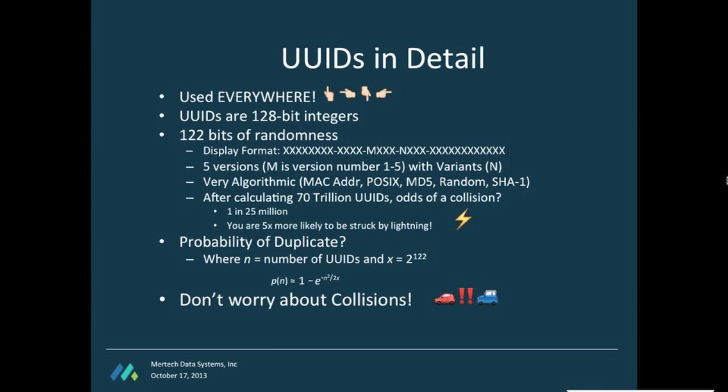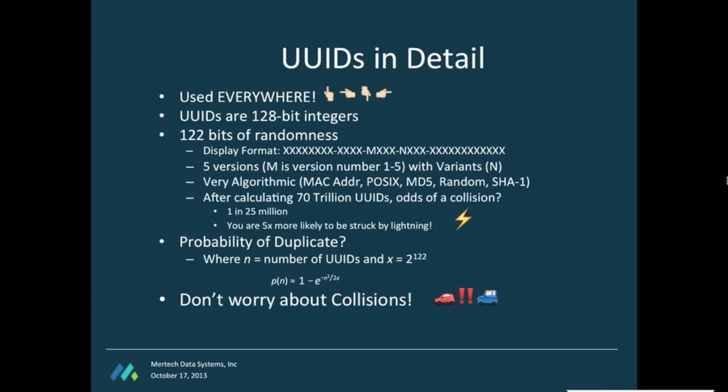Now, a UUID is a 128-bit integer, so it's about 4 times the size of a normal integer. But when you're looking at a UUID, there's actually only about 122 bits of randomness. There are 6 bits reserved to hold the version number of the UUID and also the variant. So it turns out that UUIDs are actually algorithmic in nature rather than just 128 bits of random data. There are 5 versions, and some of them are older than others, but in general, you'll see a lot of them still used today.